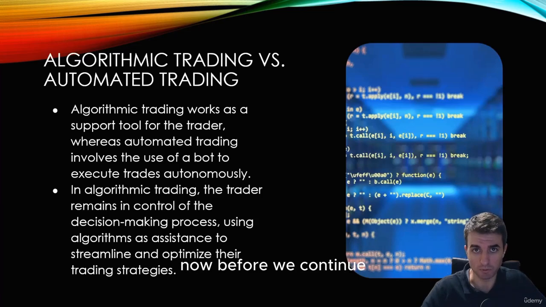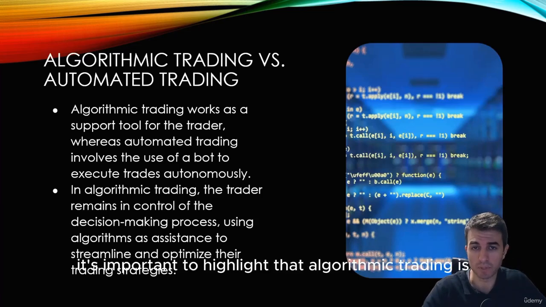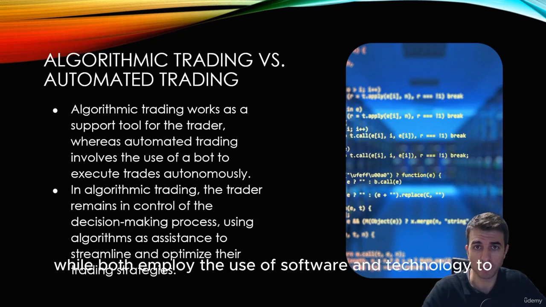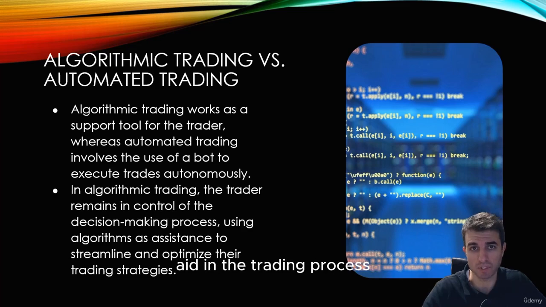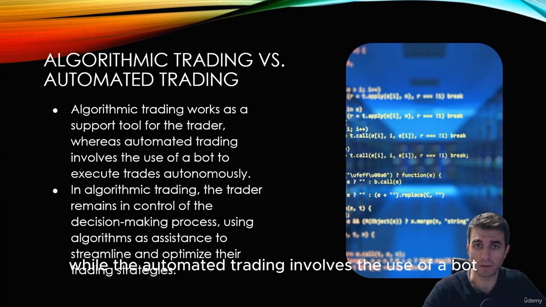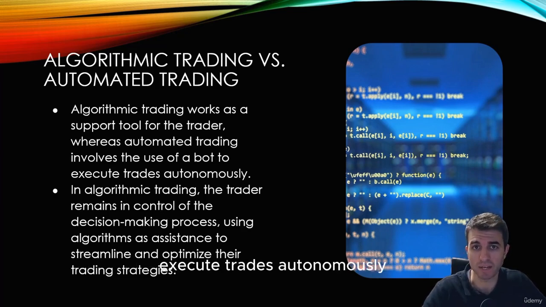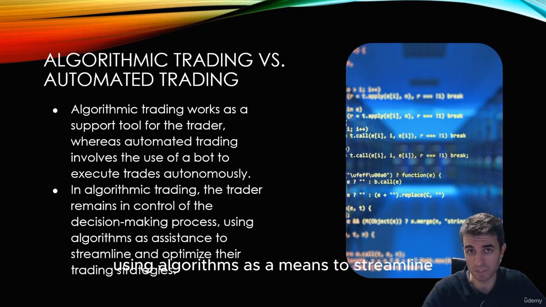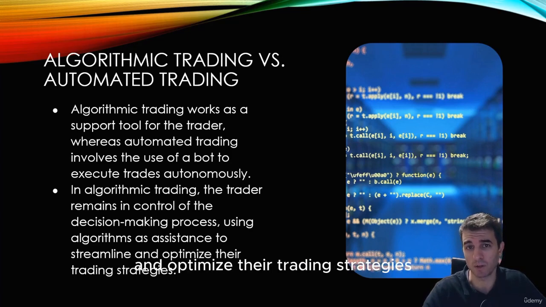Now, before we continue, it's important to highlight that algorithmic trading is not to be confused with automated trading. While both employ the use of software and technology to aid in the trading process, algorithmic trading works as a support tool for the trader, while automated trading involves the use of a bot to execute trades autonomously. In algorithmic trading, the trader remains in control of the decision-making process, using algorithms as a means to streamline and optimize their trading strategies.